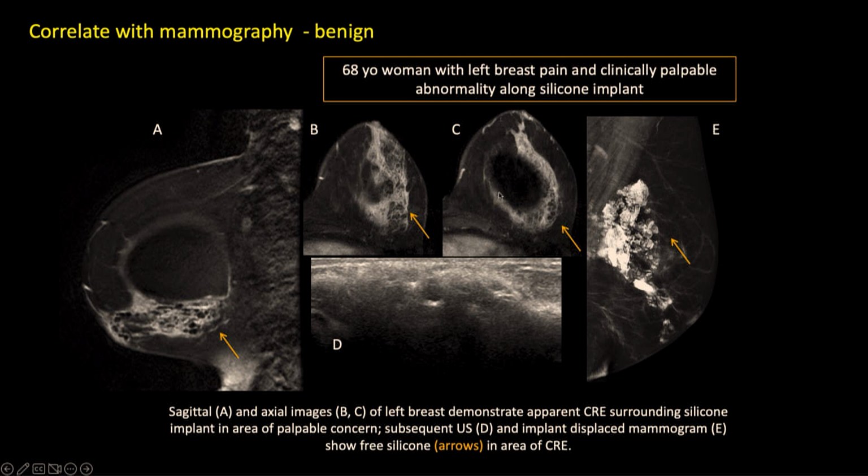So the radiologist thought this might be due to her rupture, a rupture of an implant. So what they recommended was actually a mammogram and ultrasound, and you can see here that there's extracapsular rupture of the implant with free silicone. We have the snowstorm appearance under ultrasound and high-density material on mammography.